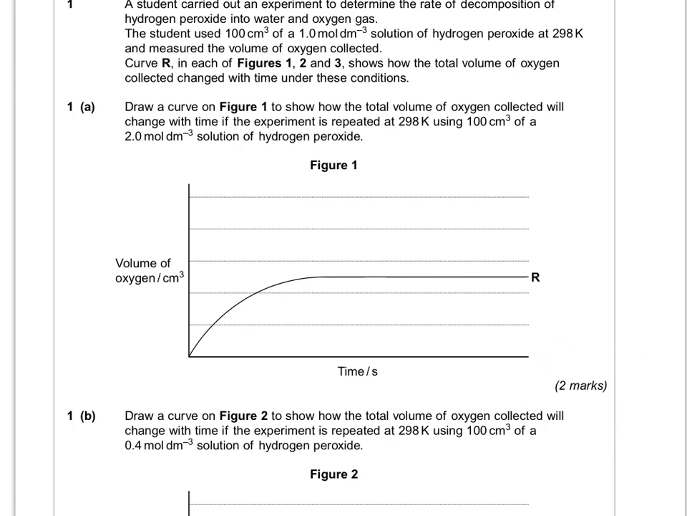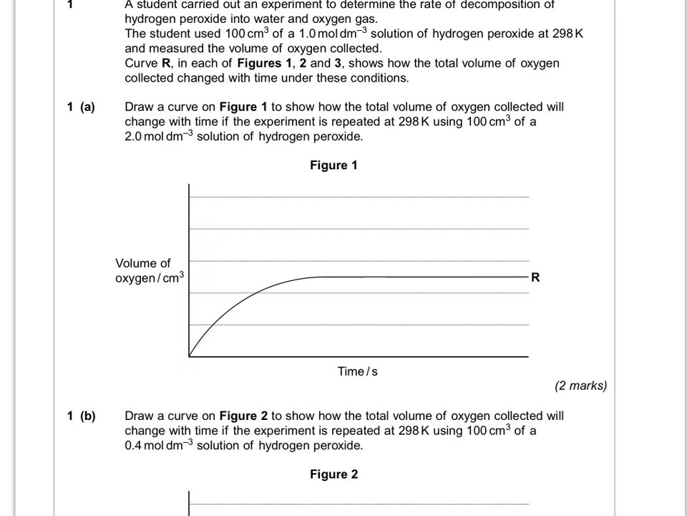There are 2 marks for each of these questions, and that's because there are 2 areas of the graph you need to focus on. First, the rate, i.e. how steep the beginning is, and second, how much gas will be formed, so where it will flatten out. Now here we're using a higher concentration, so our rate will be faster and therefore will start off steeper.